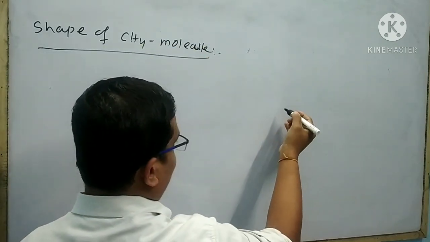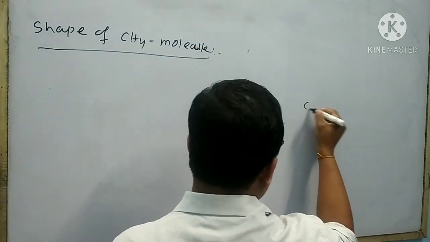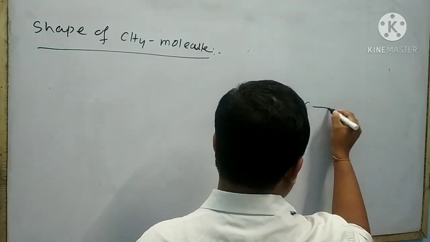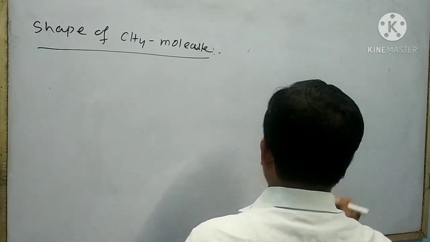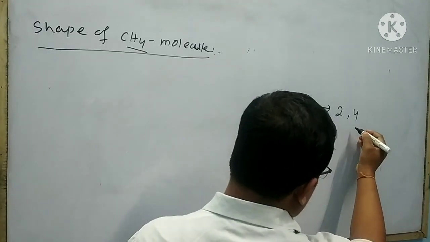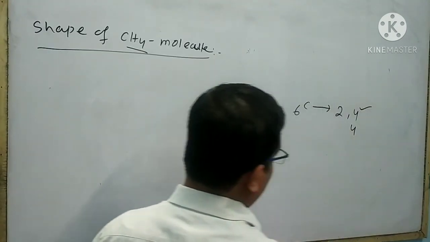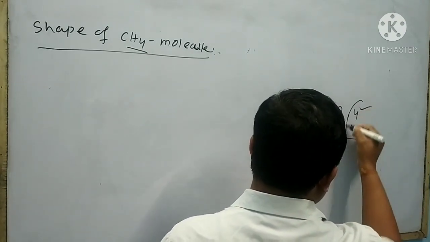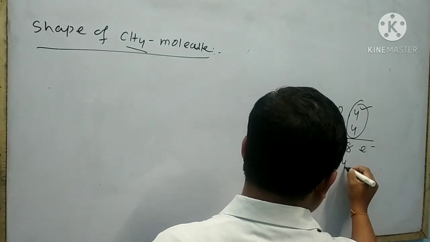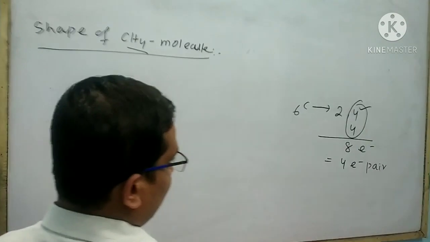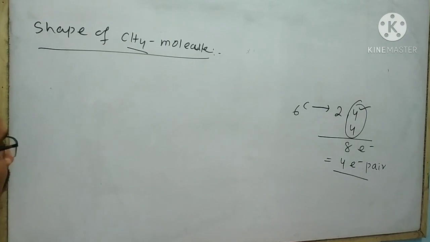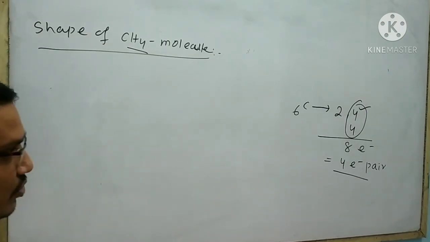In methane molecule, the central atom is carbon. Carbon has atomic number 6 and its electronic configuration is 2,4. Here 4 hydrogen atoms are present, so it is bound to add 4 electrons with these 4 electrons. That means there are totally 8 electrons present. 8 electrons means 4 electron pair. Among the 4 electron pair, all are bond pair. That means there is no lone pair.